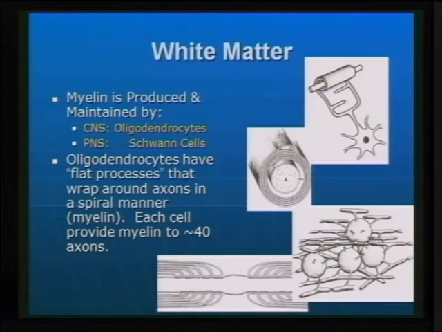In the peripheral nervous system, Schwann cells are the ones responsible for myelin production, while in the central nervous system, it's actually the oligodendrocytes. And these oligodendrocytes have rather flat processes, not cylindrical ones. What they do is extend and wrap around the axons of the neurons. Each axon of any neuron is wrapped by several oligodendrocytes.